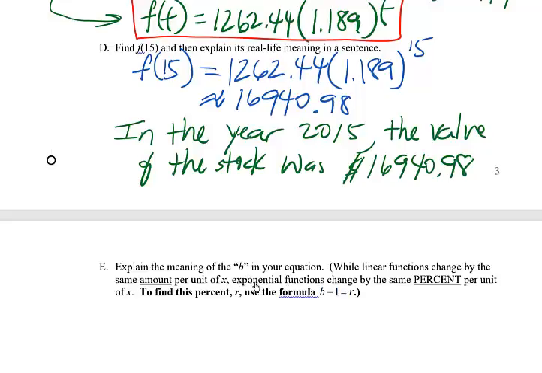We would find the slope and give some sort of meaning, something like the population has been increasing by 500 people per year. Well, the meaning of the b is very similar, but take a look at this note here. It says, while linear functions change by the same amount, that 500 people each year, exponential functions change by the same percent for each unit of x.